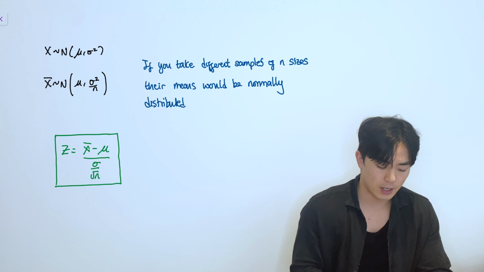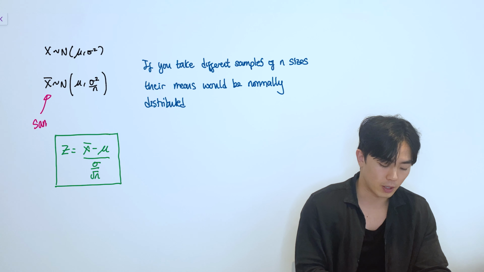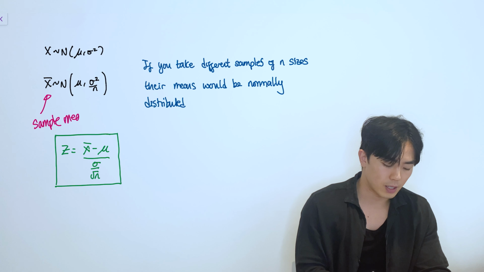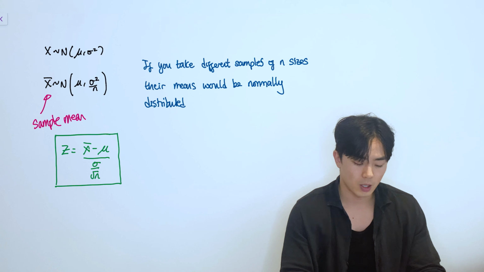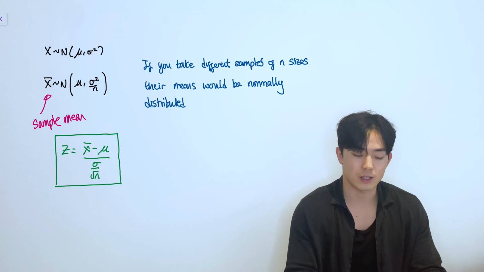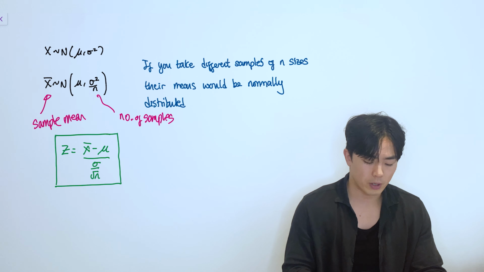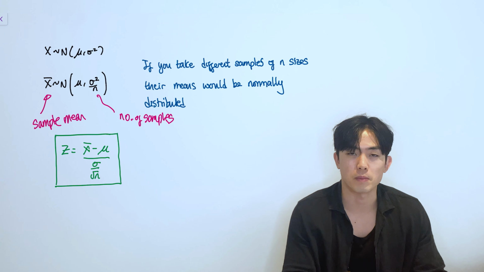So you can see here, this X bar is now referred to as the sample mean. And we can say that the sample mean itself is going to be normally distributed, with mu being the same mu value, but variance now being sigma squared over n, n being the number of samples. Okay, so this is how we're going to do a hypothesis test for a mean.